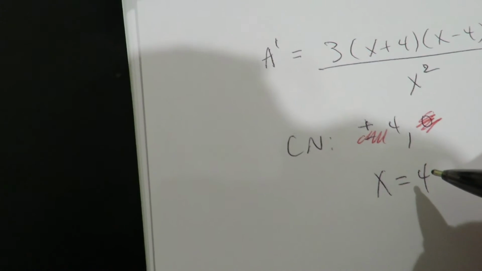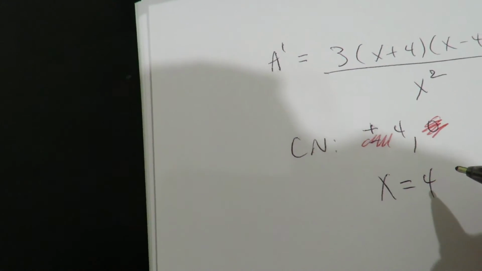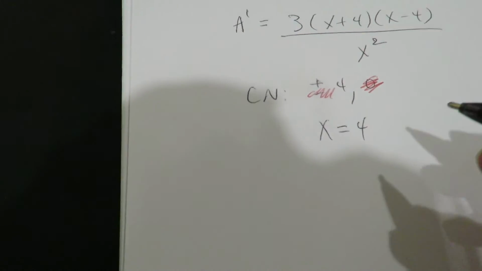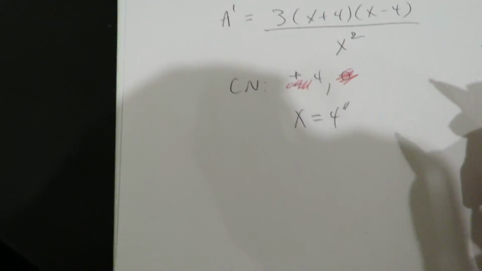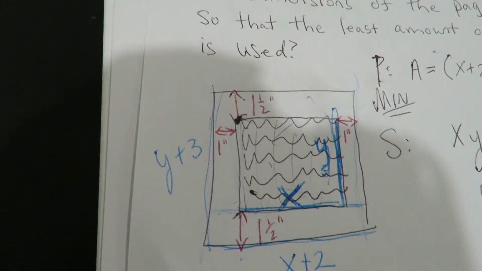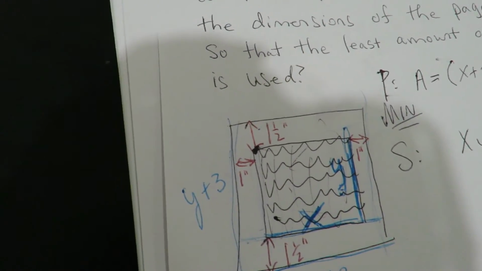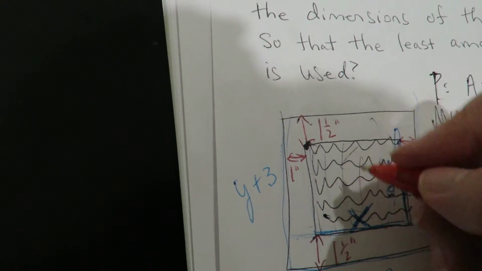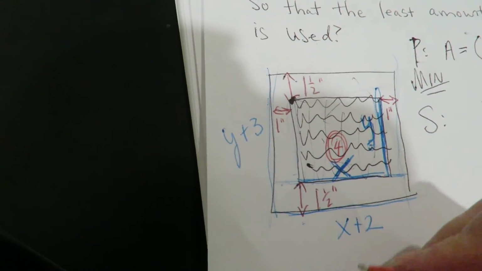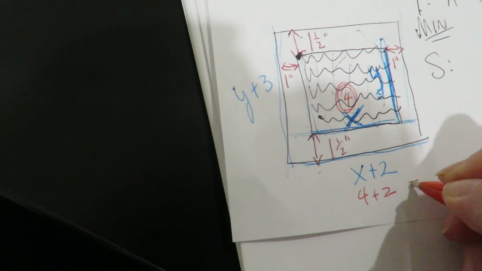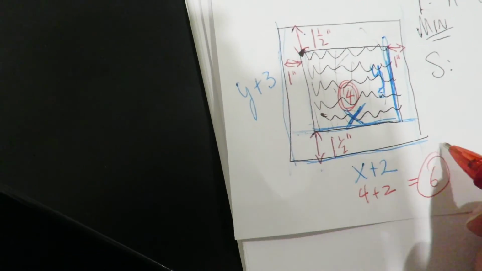So let's go and answer the question. What is the least amount of paper used, right? That's a minimum. All right, so let's get the dimensions right. So this is inches. All right, so that means that we found that x is 4, but that's the inside. That's not what we need; we need this down here. So 4 plus 2 is 6. So this side of the paper is 6.